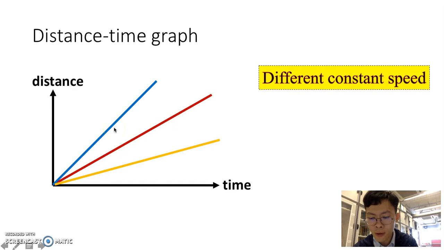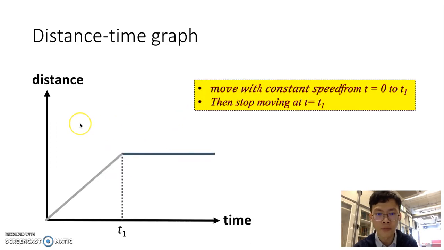And based on these two pieces of information, let's take a look at another graph. At the beginning, there's a constant speed from time 0 to time equal to t1. And after that, the object stops moving and you get a horizontal line here, meaning that no matter what time after t1, the distance traveled by the object will be the same. So it means that the object stopped moving. And these two points are used to describe the graph.